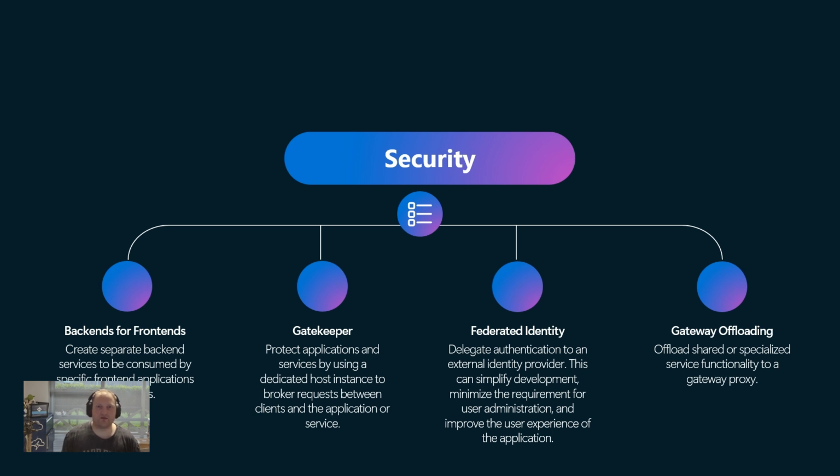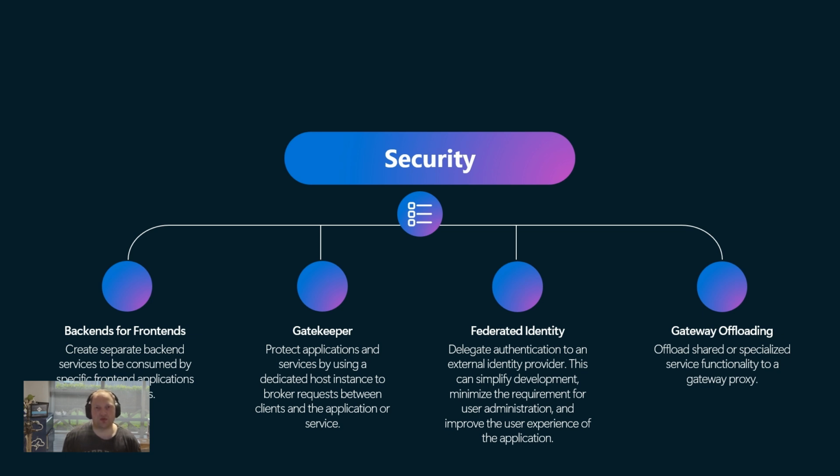This design pattern advocates for creating separate backend services tailored to be consumed by specific front-end applications or interfaces. By adopting this pattern, we can significantly enhance the performance and security of our applications. Each front-end gets a backend that is optimized for its specific needs, reducing the attack surface, ensuring that only the necessary data is exposed. This separation also allows for more granular control of access and permissions, providing an additional layer of security.